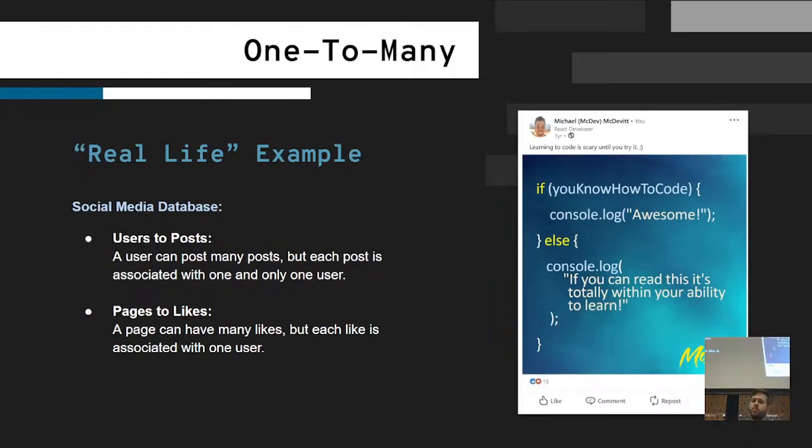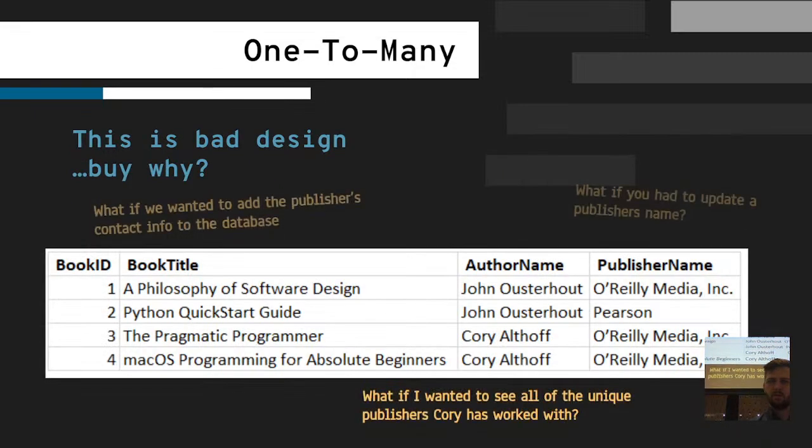Another real life example would be one user on a social media site who is able to post. Whatever they post is going to be associated with just them, but they can post many posts. So it's another one-to-many relationship. Same thing with likes. You can't have two people associated with the same like. Each individual like is associated with a person, so the page can have many likes, but each like is associated with one person.